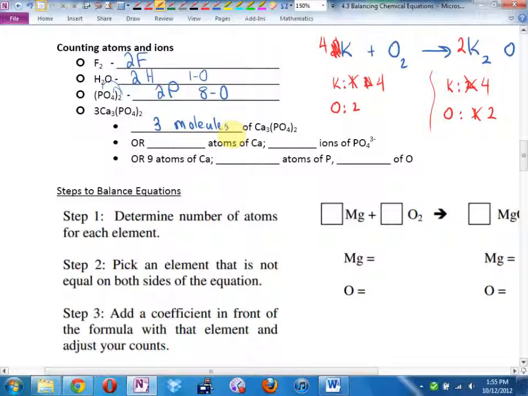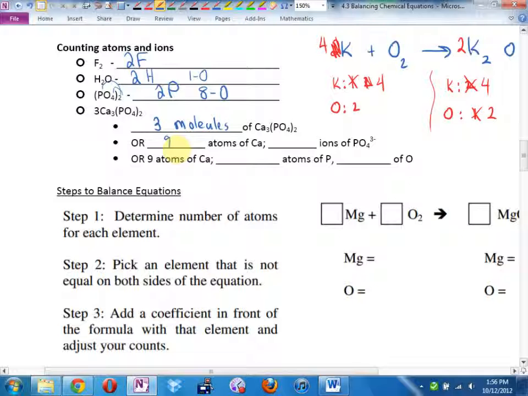Or if we want to break it down further, how many atoms of Ca, of calcium, are there in this particular molecule? What? 9? Or are you a German saying no? 9? Yeah. I'll never get tired of that joke. Yeah, 9 atoms of calcium. See it? 3 and 3. 3 times 3.